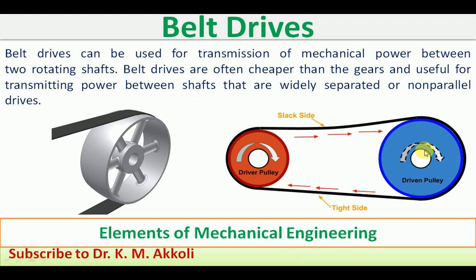It consists of two pulleys. One is a driver pulley, another is a driven pulley, and the belt is wrapped over it. When the driver pulley rotates, the belt wrapped over it also rotates. Therefore, the other pulley also rotates. That is the driven pulley. Thereby, the power transmission is taking place. We can see that here also.